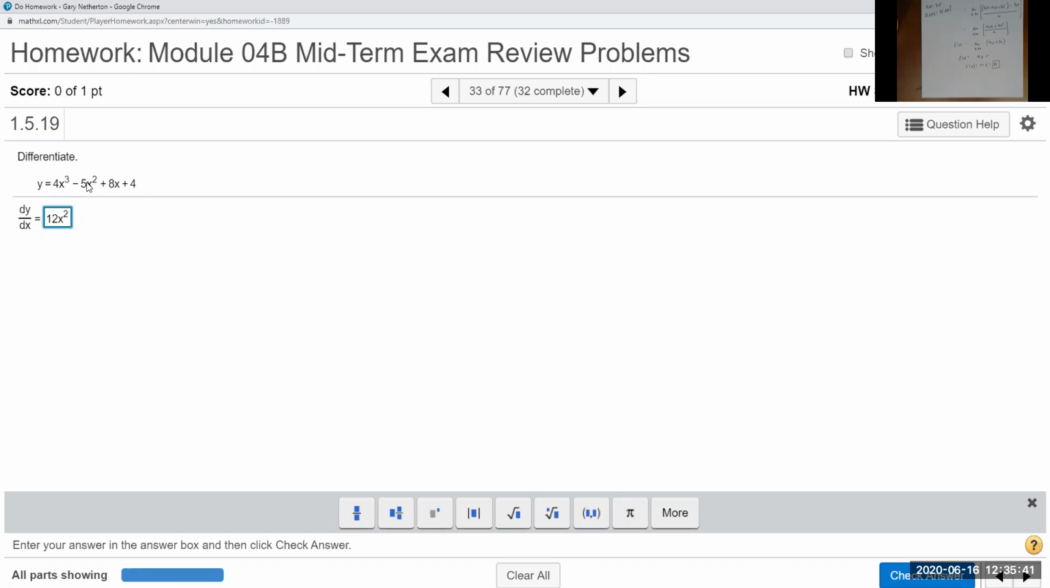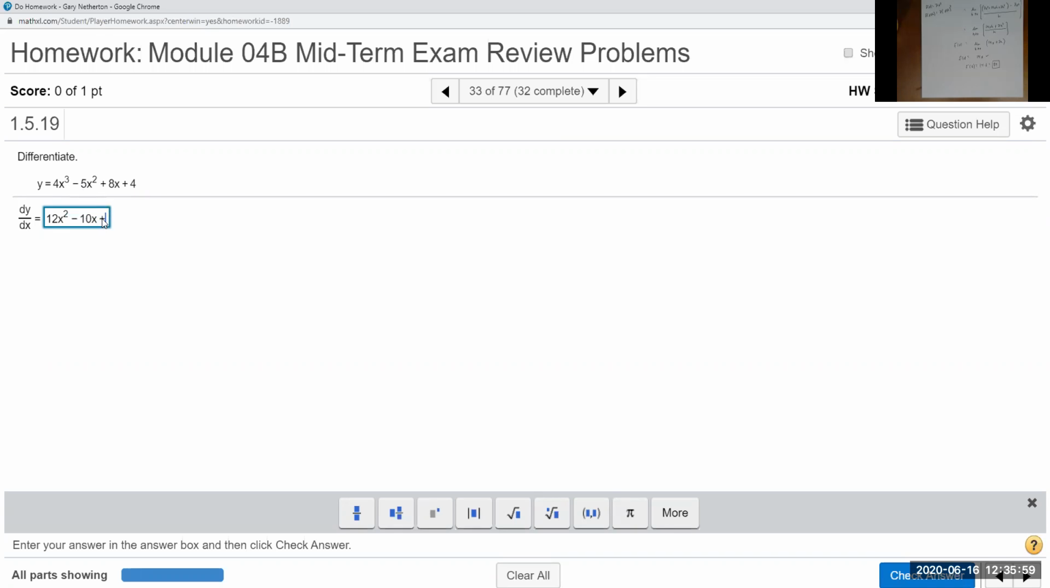Now I go here. Now the minus sign stays there. And now I bring the 2 down front, so I'd have 10x. And what's my exponent going to be here? Subtract 1 from 2, I get 1, so it's just 10x.